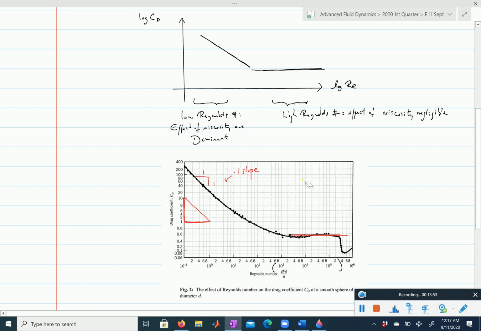Now, what our scaling analysis doesn't predict is this here, right? And that in a way makes sense, because this here has to do with the transition to turbulence, and we didn't take any of that into account in our scaling analysis.